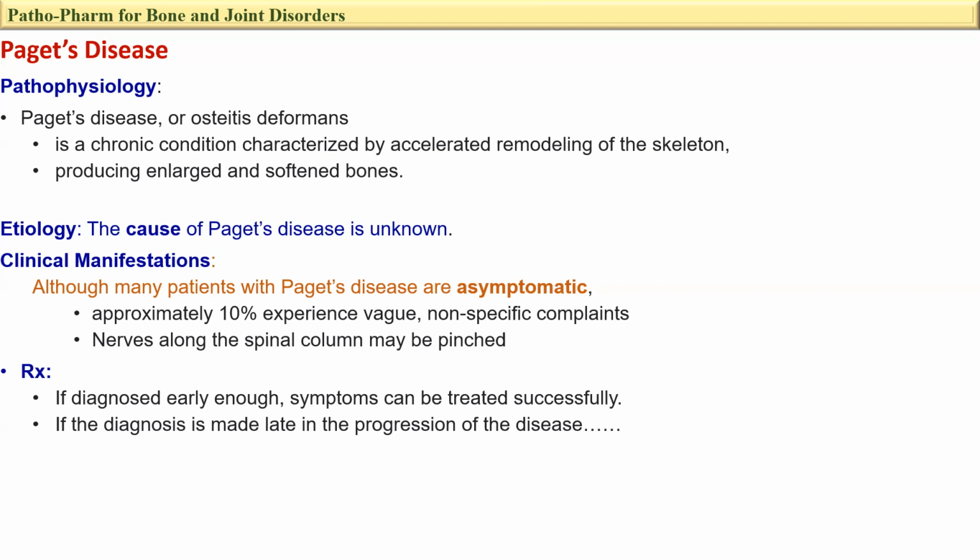So for the treatment, if diagnosed early enough, symptoms can be treated successfully. Now, if the diagnosis is made late in the progression of the disease process, then permanent skeletal abnormalities will develop, and other disorders may appear, including arthritis, kidney stones, and heart disease.